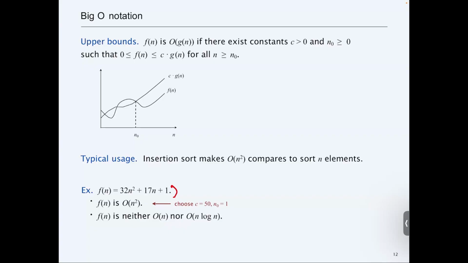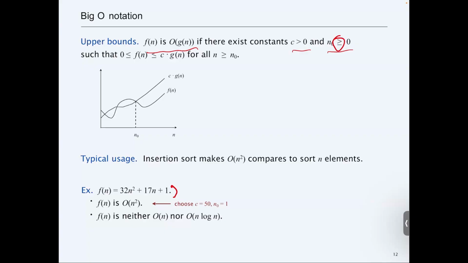So formally, what is big O? We say that f of n is big O of g of n if there exists constant c greater than 0 and n naught greater than 0, such that 0 is less than or equal to f of n, which is less than or equal to c times g of n, for all n greater than or equal to this n naught variable. And I'm noticing a typo on the slide here that I'm going to fix. This should be greater than 0.